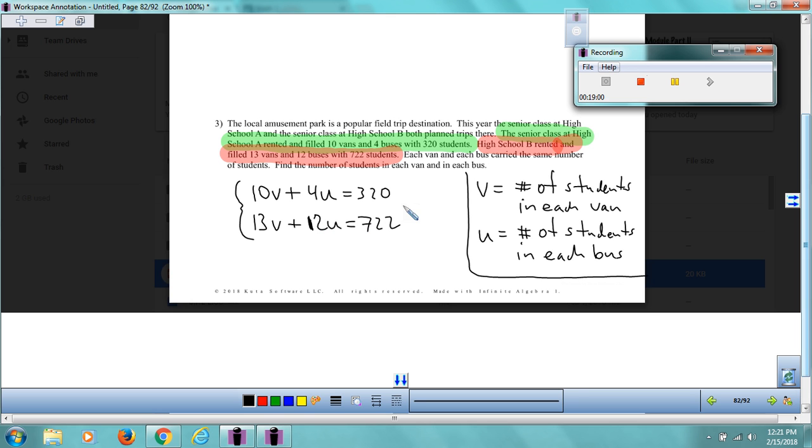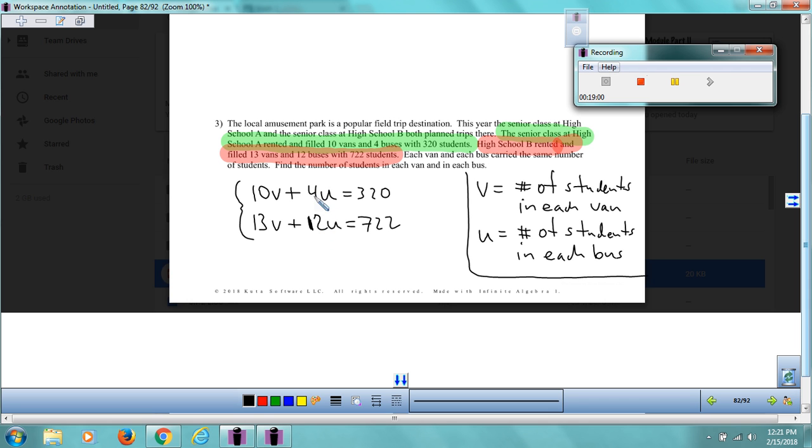Okay. So if we're going to find V or U, we're going to use elimination here. You see that we have the same form. These are both in standard form: V's lined up, U's lined up, equal signs, constants. We're going to use elimination. And I think the easiest variable to eliminate is the 4 and the 12 because these are compatible, right? It's easy to make 12 from 4.